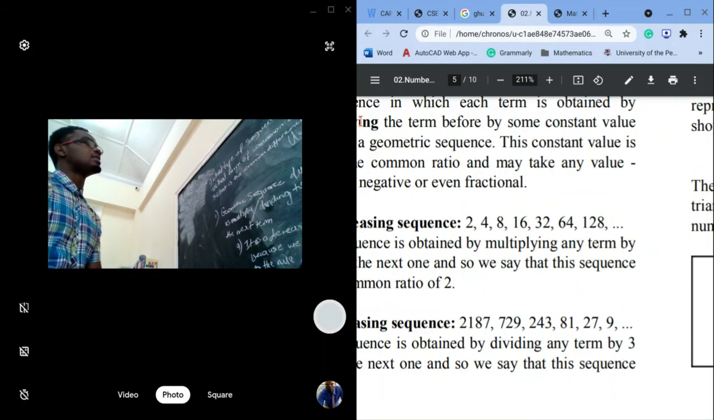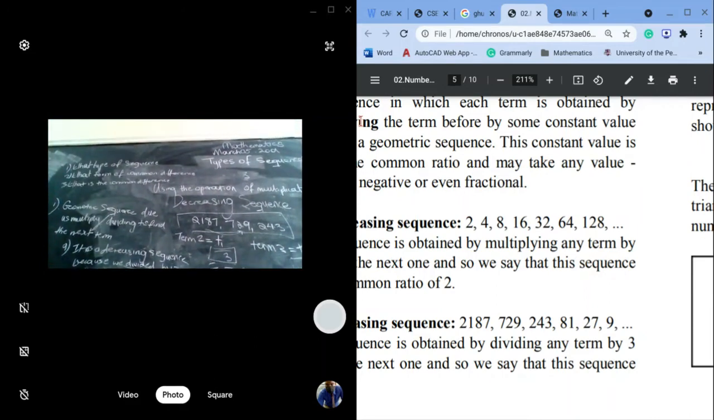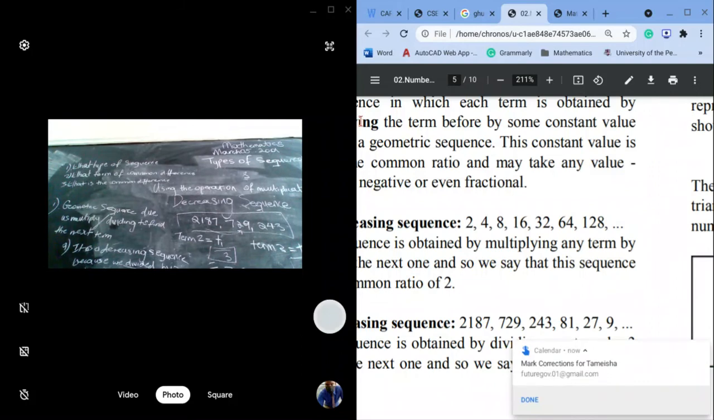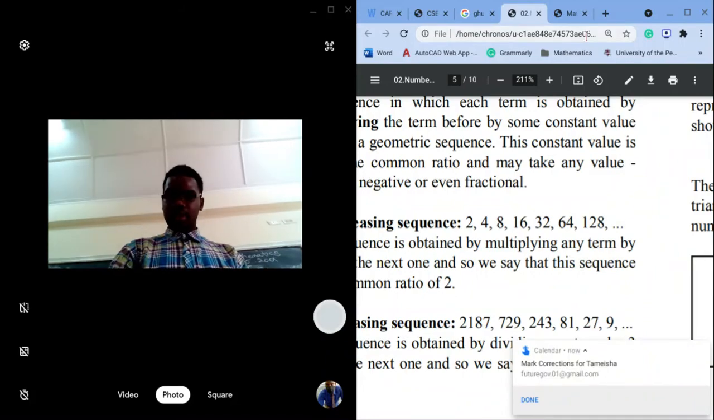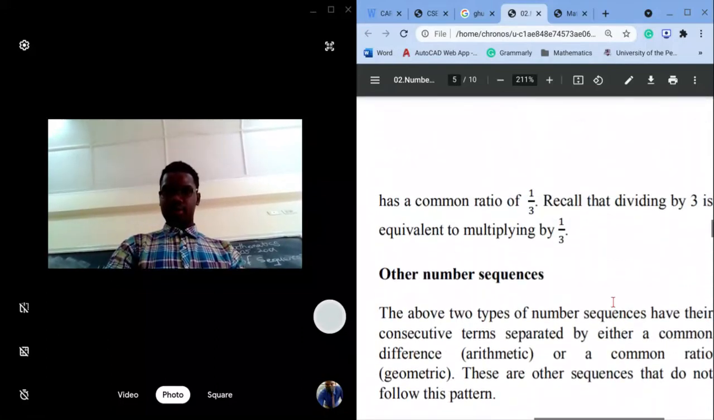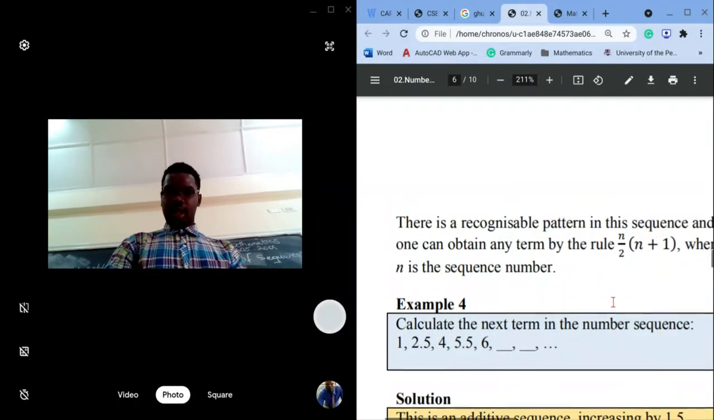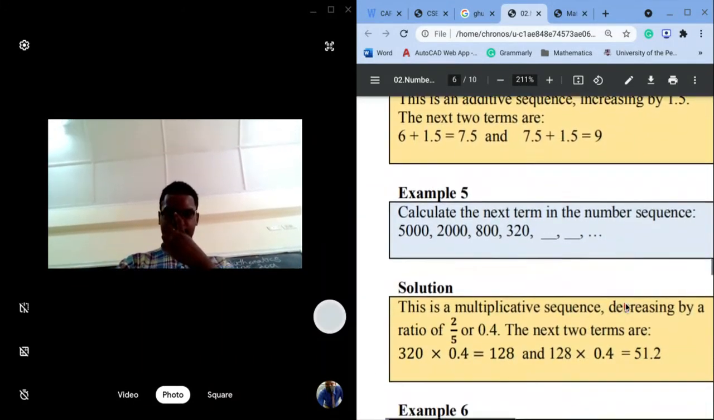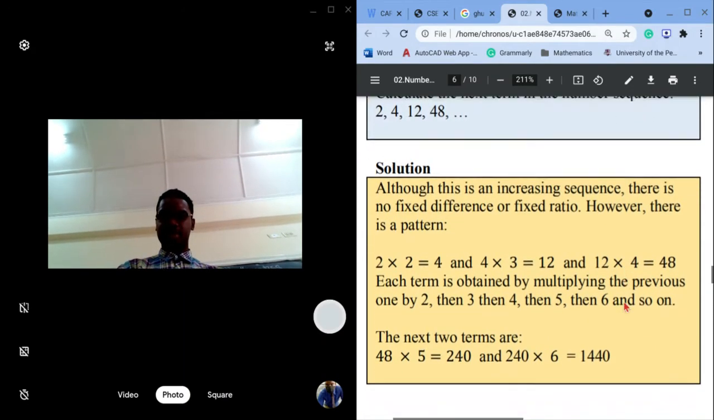So that's the answer. That's the topic we covered today, which was geometric and arithmetic sequence. The homework is going to be posted on the portal. But just quickly, let me show you what the homework will be. It's going to be on the screen right here. Let me show you. Calculate the next term in the sequence. Calculate the next term in the number sequence, and then calculate the next term in this number sequence.